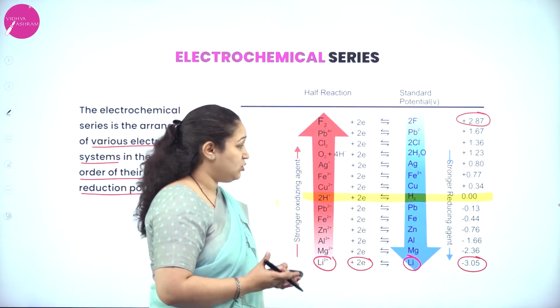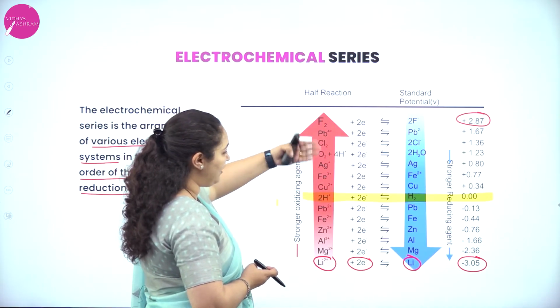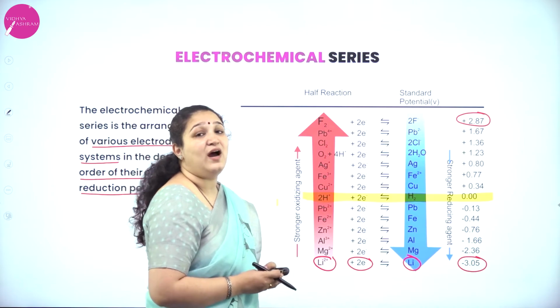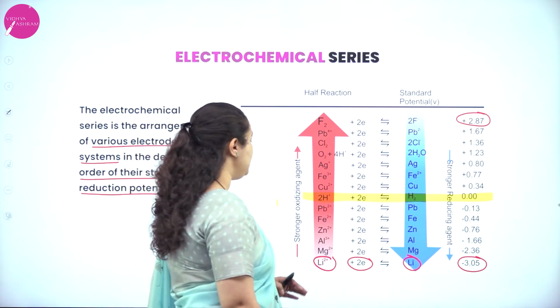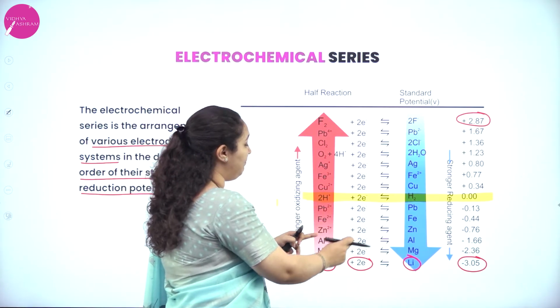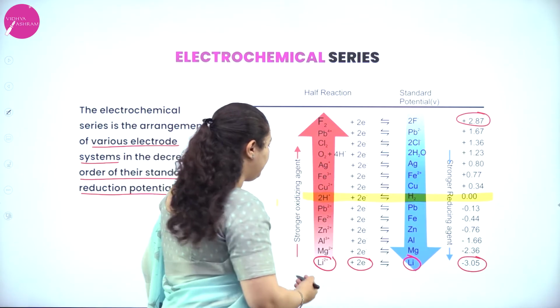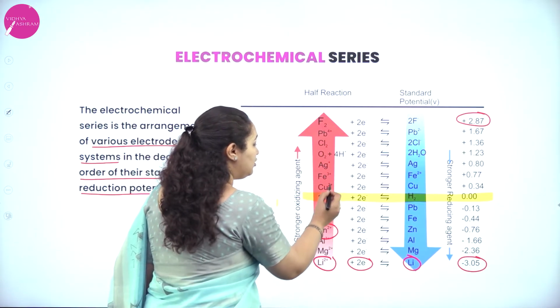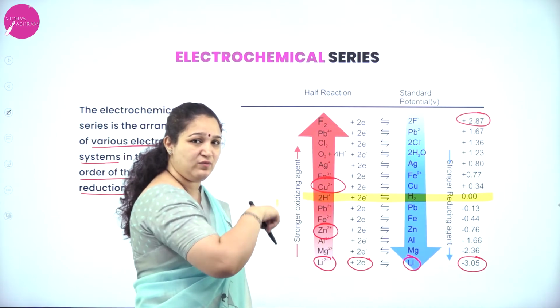Also, one more thing you can see is that the metals above hydrogen cannot displace hydrogen from dilute acids. One more thing you can observe is that a metal which is placed below can displace the metal from its salt solution which is above it. For example, if I add zinc metal to copper sulfate solution, it will displace copper and zinc will go into solution.